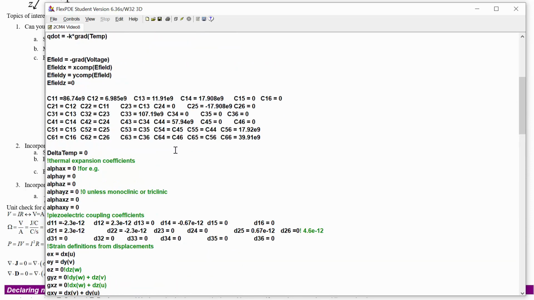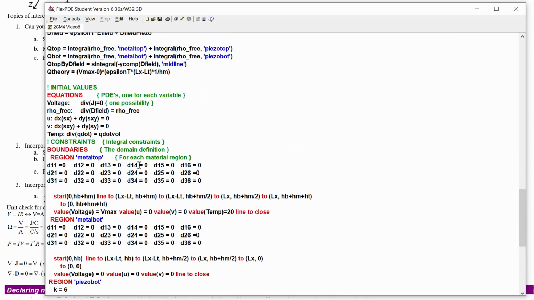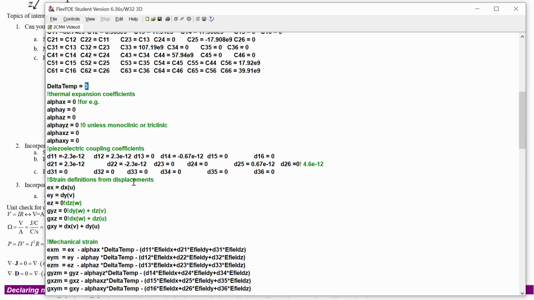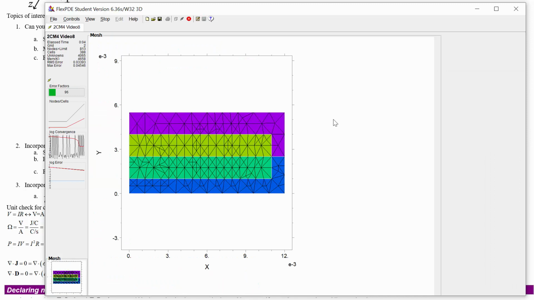The way to do that is by making up a delta temp. Let's imagine the temperature default is 20 degrees. So we'll say delta temp is equal to temp minus 20. And we'll put in an alpha x and y of 10e minus 6. Sort of reasonable. Now let's see what goes on with the thermal expansion from this 100-degree temperature increase.